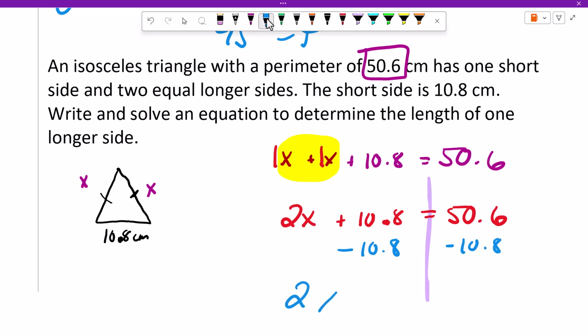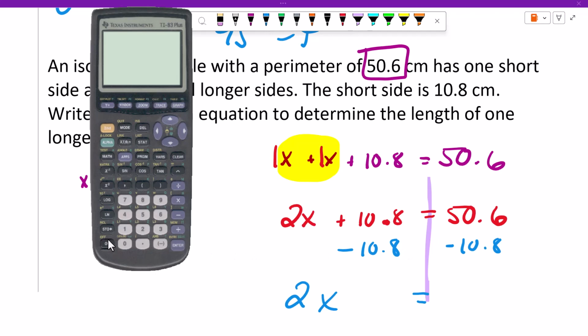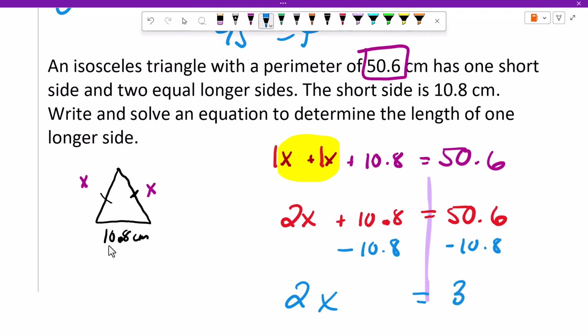We're left with the 2x over here. On the other side, we go 50.6 minus 10.8. First thing in the morning. I'm not going to trust my mental math. Minus 10.8, 39.8. Okay? Then we just get rid of the 2 by how? Dividing. Dividing, it's multiplying, so opposite of multiplying is dividing.